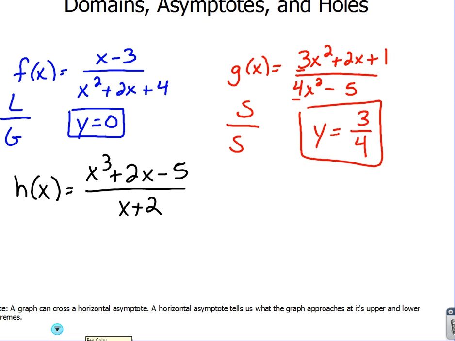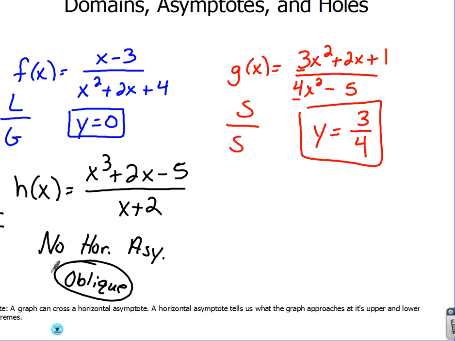Your last scenario: if the degree on the top is greater than the degree on the bottom, you will have no horizontal asymptote, but you will have what's called an oblique asymptote. And we'll talk about that in just a second. So again, three scenarios while you're writing it down.